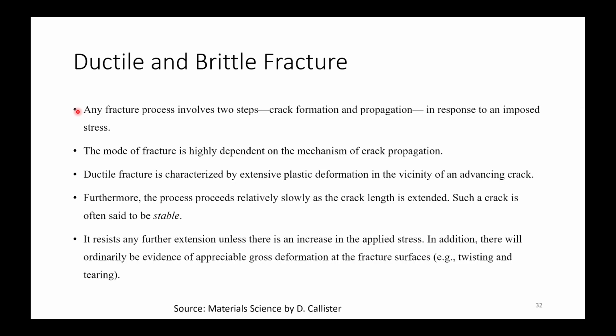Now, any fracture process involves two steps. Firstly, crack formation and propagation. In response to an imposed stress, the mode of fracture is highly dependent on the mechanism of crack propagation, and ductile fracture is characterized by extensive plastic deformation in the vicinity of the advancing crack. Furthermore, the process proceeds relatively slowly as the crack length is extended. Such a crack is often said to be stable and it resists any further extension unless there is an increase in applied stress. In addition, there will ordinarily be evidence of appreciable gross deformation at the fracture surfaces before failure.